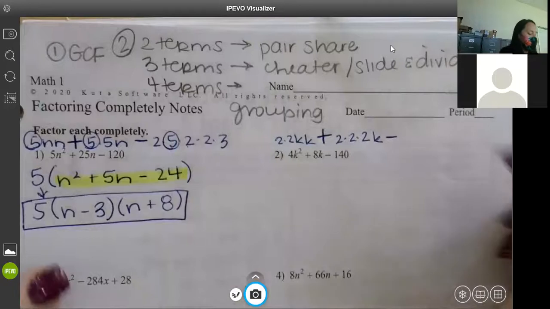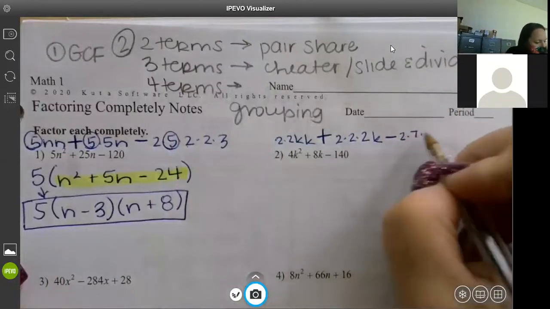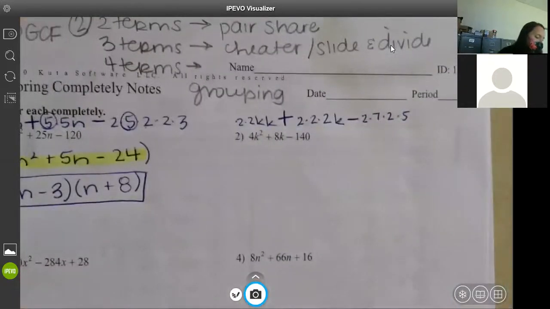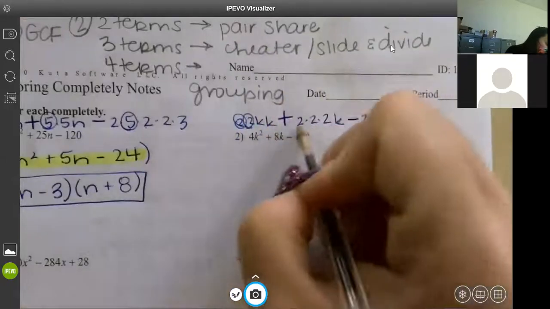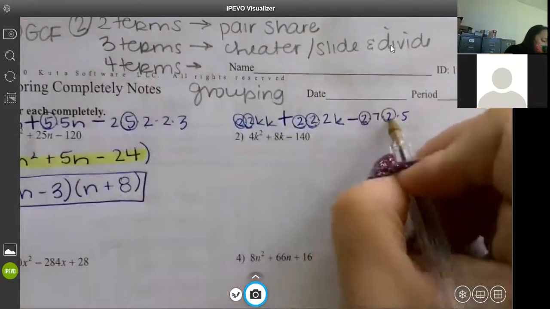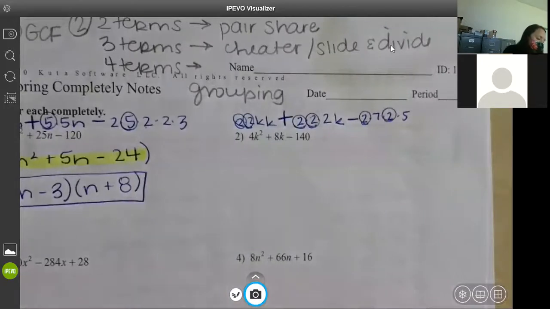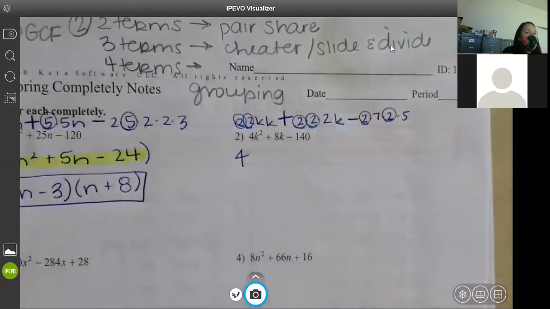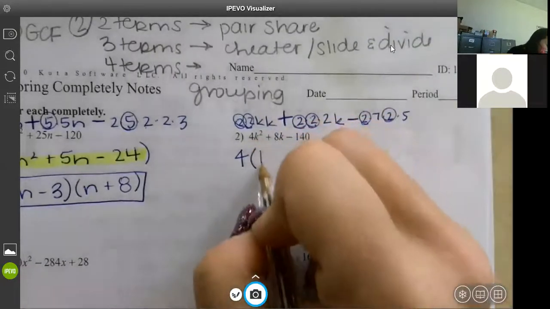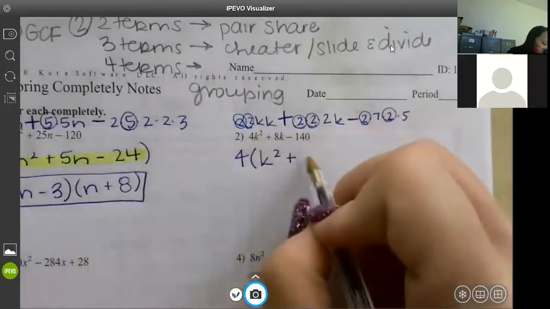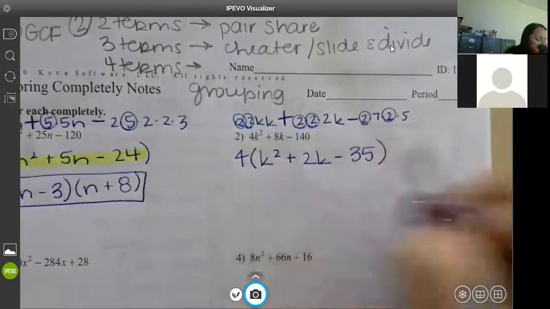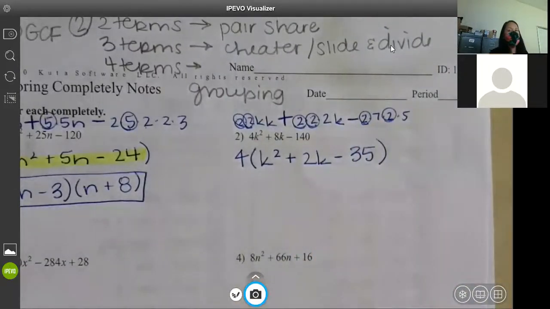140 is 14 and 10. 14 is 2 and 7. 10 is 2 and 5. What do they have in common? How many of them? How much is 2 2s? 4. So your GCF is 4. I'm going to write down what we left over. K times K is K squared. We have a plus 2 times K minus 7 times 5 is 35. What should I do now?